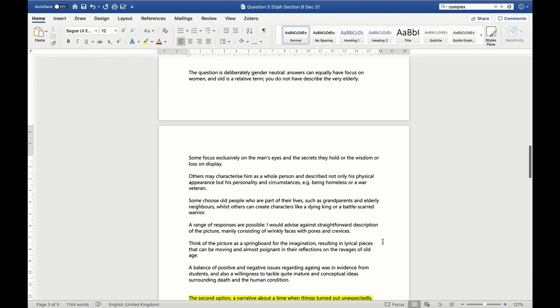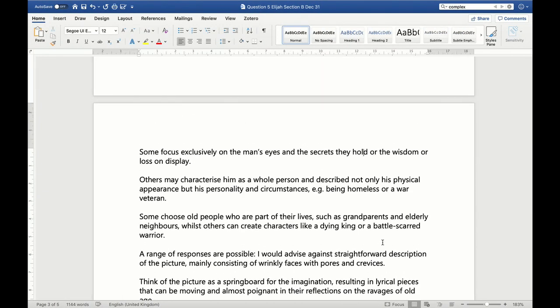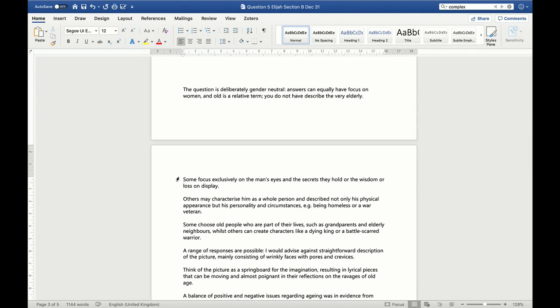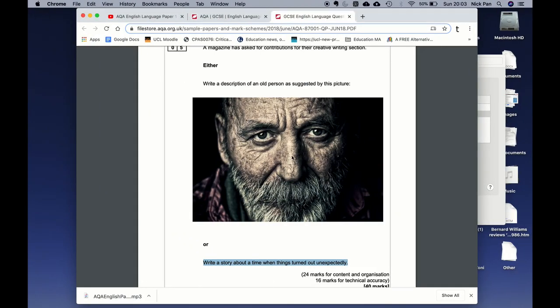Or if we look at the examiner report that I've adapted, some just focus on the eyes and the secrets or wisdom or loss on display. So does that look like loss or wisdom? What does that look like to you? You can often tell what's going on inside a person if we cover up their smile and the bottom half of their face and look exclusively at their eyes. So does that look like a weary person? We can't really see his smile, to be fair.